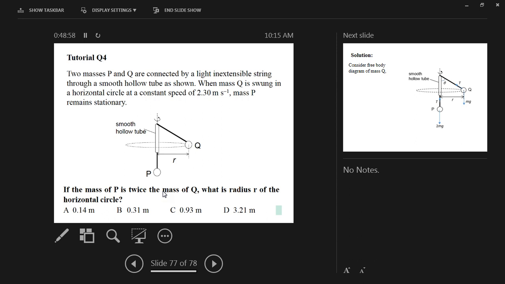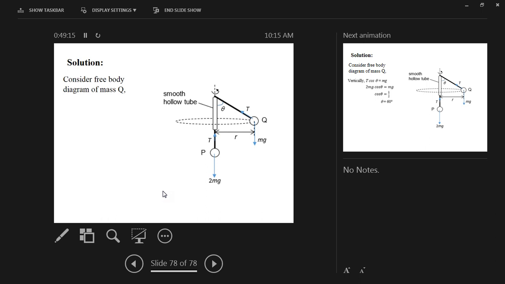Okay, how do you start off with this question? What do you do? Free body diagram. That's right. Like what I always mention, if you do not know how to solve this problem, don't just give up. Start by drawing free body diagram. So you consider the free body diagram for object Q. There will be two forces, namely the tension and the weight mg. Resolving it vertically, you'll find that the upward component of the tension will be equal to mg. So you end up with T cosine theta equals mg.